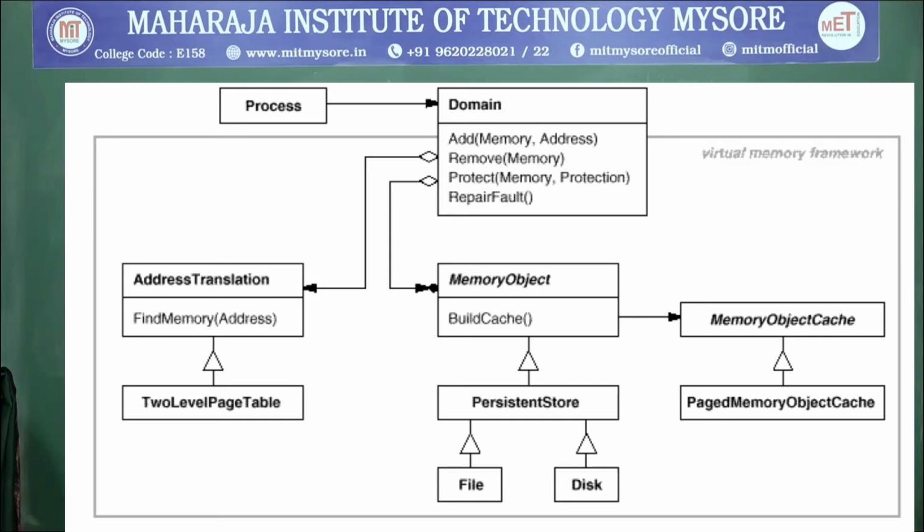The main operations on domain support adding a memory object at a particular address, removing a memory object, and handling a page fault. You can see in that diagram itself, the domain contains add, remove, protect, repair fault and so on. It may go with adding memory, removing memory elements and so on. It even provides protection, and it will go with the page faults, that is, repairing the page faults.